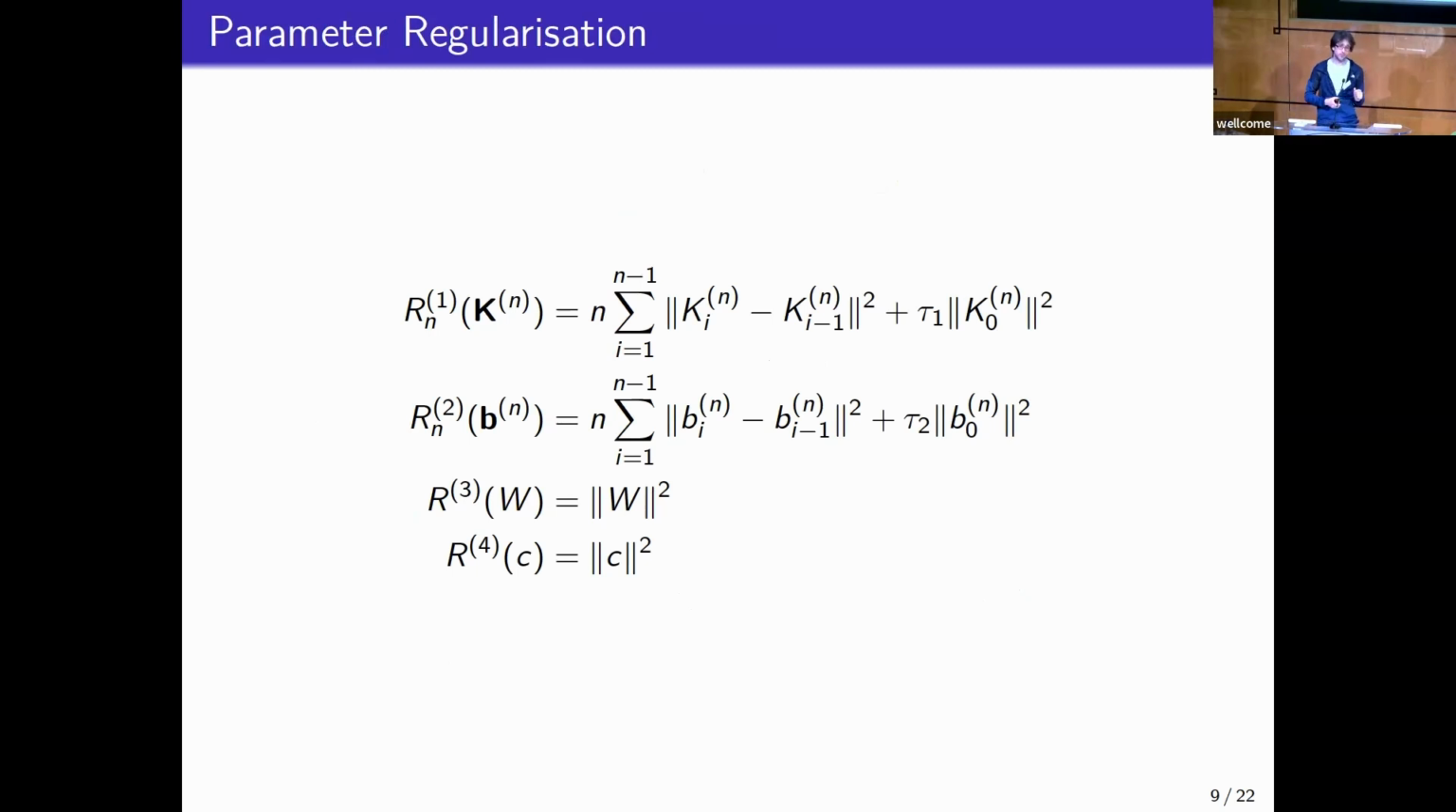One way of doing this is penalizing the norm of Ki minus Ki-1, squaring it, summing it and normalizing it in the right way. I've also added a penalty on the initial value, more for technical reasons. This starts to look like a Sobolev norm, whereas if I had tau 1 or tau 2 equal to 0, it would be more like a semi-norm.